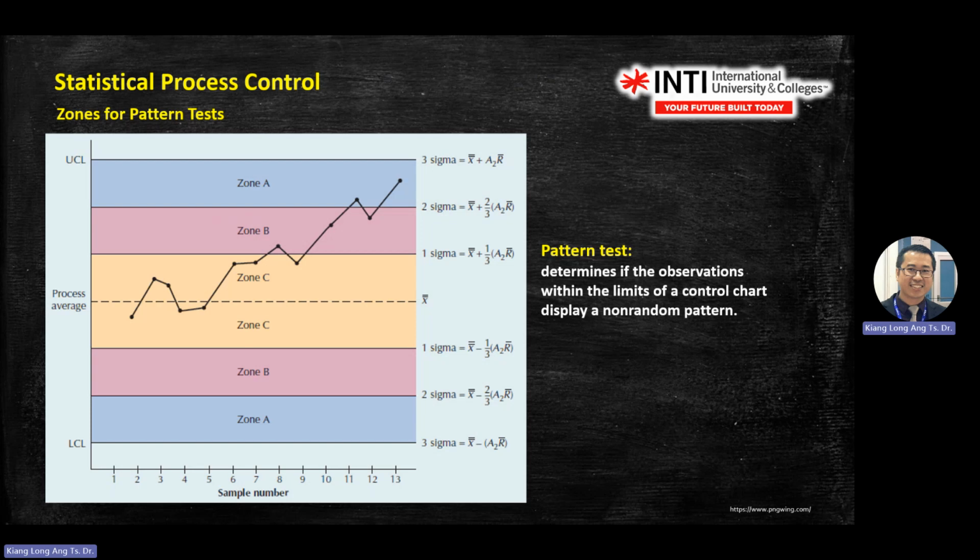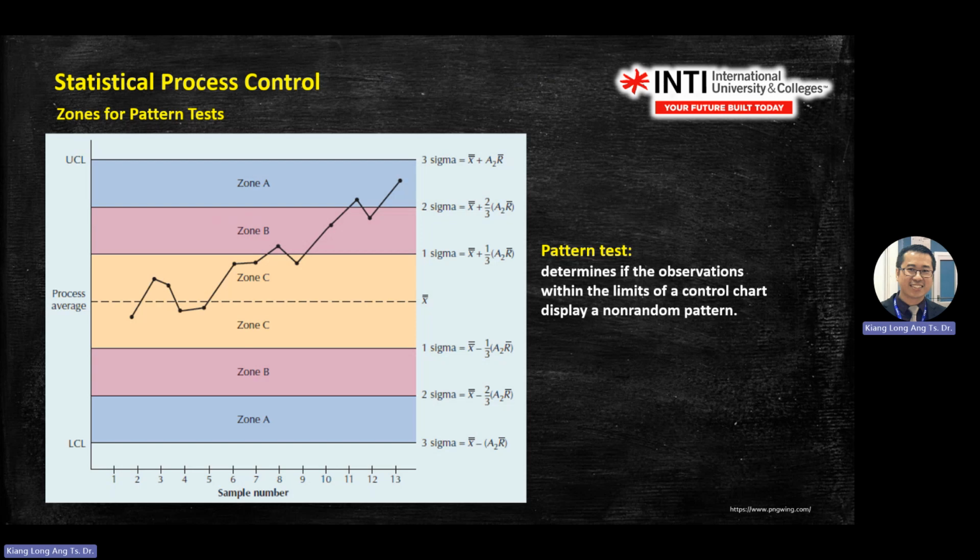Okay. So the purpose of the pattern test is to determine if the observations within the control limits of the chart display a non-random pattern. Non-random means something tricky happened, something is not natural, something that you need to intervene in, something you need to take charge of already.